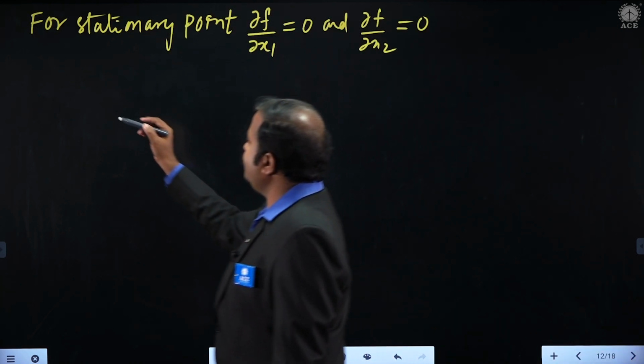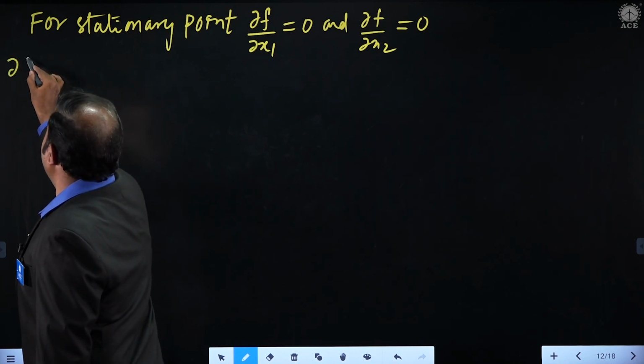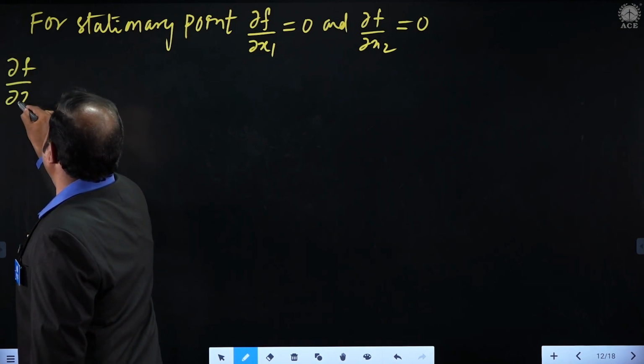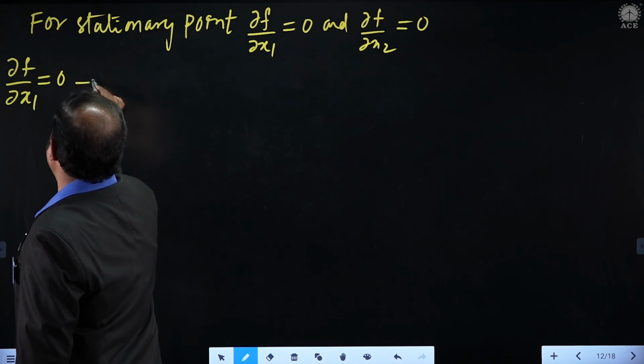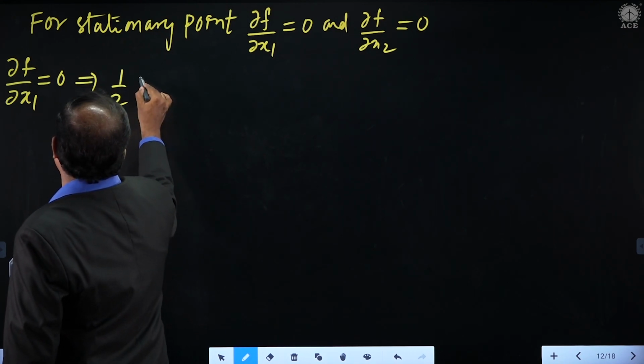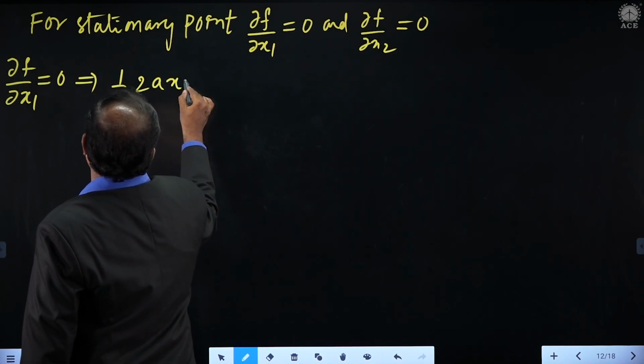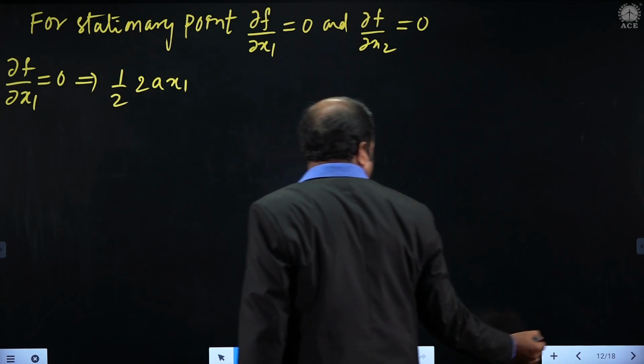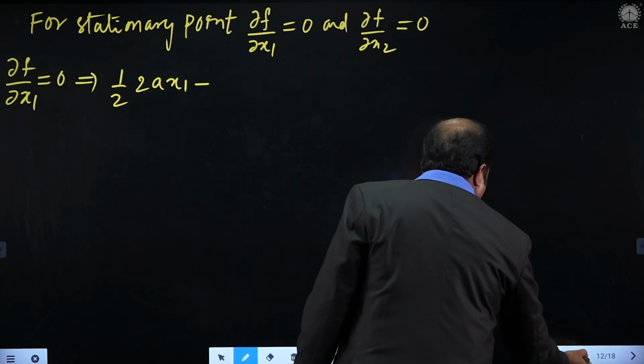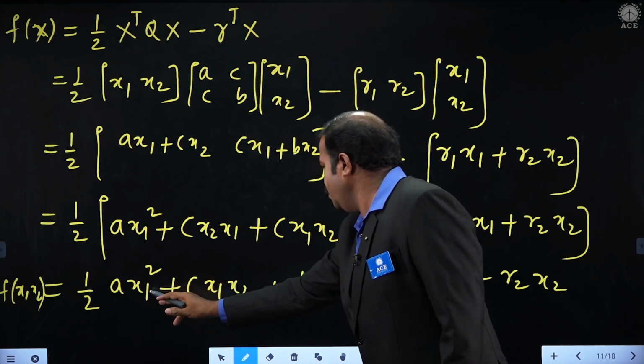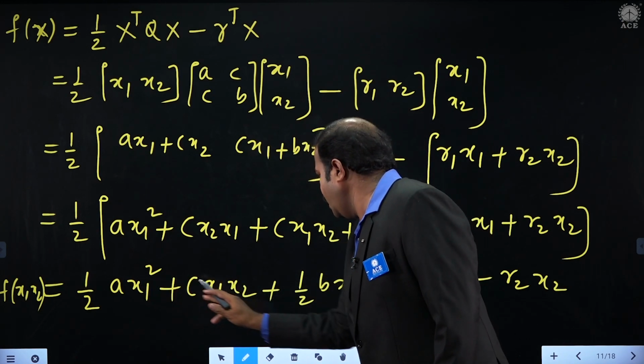Therefore, dou f by dou x1 equal to 0 means, that implies half into 2Ax1, look at 1 minute, right. So, this term 0, derivative of this one is 2Ax1 and this term is what?